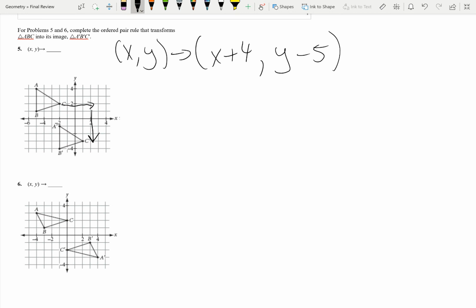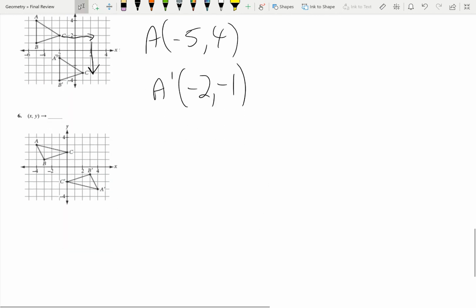Another way to do these problems is just to start with A, and to list out the coordinates of A, which is minus 5, 4, and then look at A prime and list that out as x coordinate minus 2, y coordinate minus 1, okay? So if it is a rotation or reflection, then the numbers are going to be the same, since all these are done about the origin, but they'll just either flip places or they'll flip signs. So if we see different numbers here, it's typically going to be a translation.